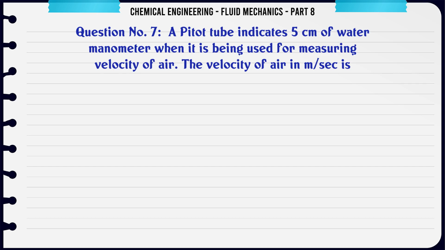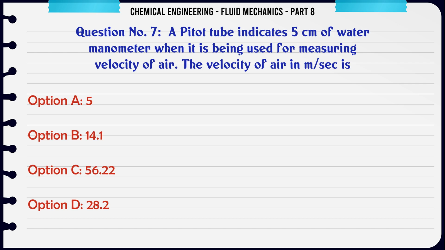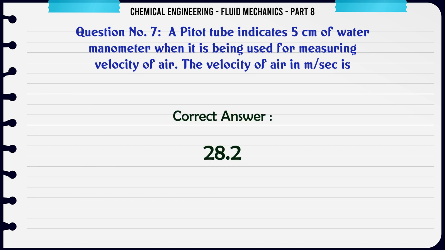A Pitot tube indicates 5 cm of water manometer when it is being used for measuring velocity of air. The velocity of air in m/sec is: A. 5, B. 14.1, C. 56.22, D. 28.2. The correct answer is 28.2.